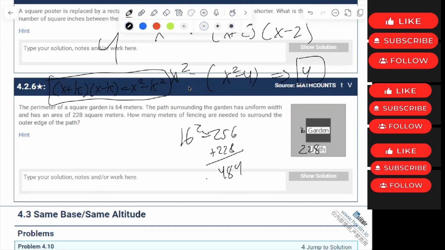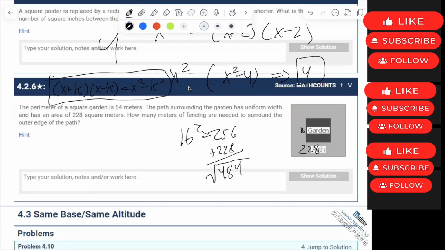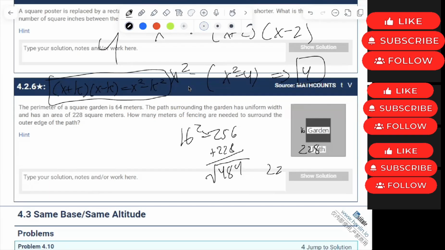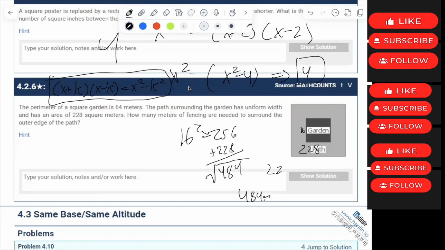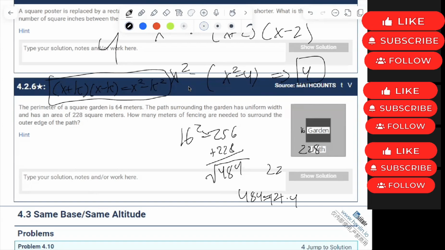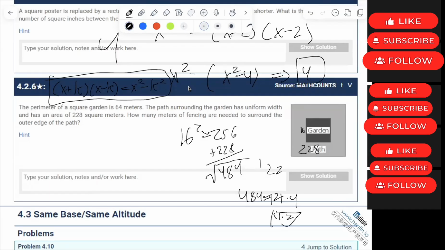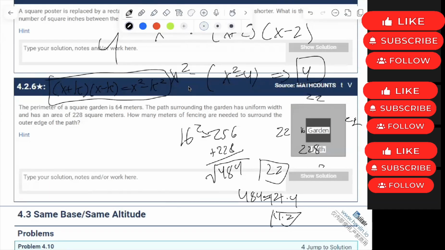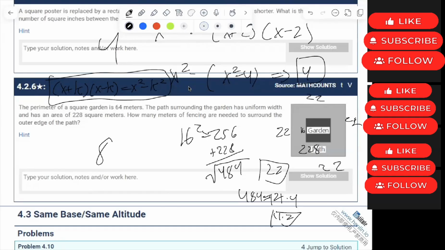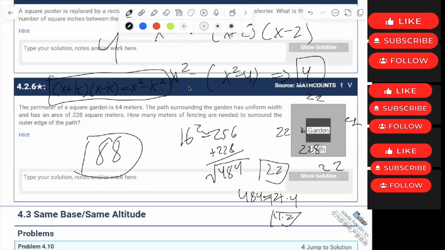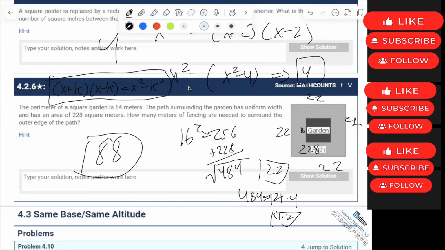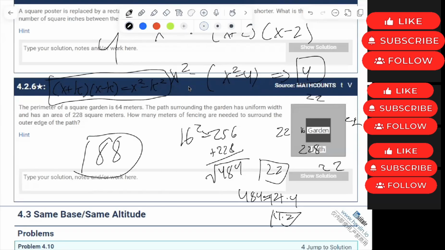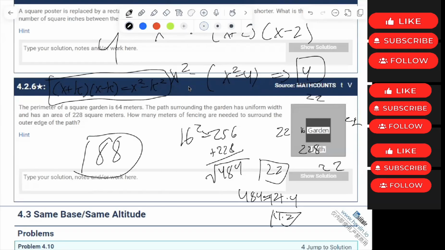Notice that the square root of 484 is just 22, because 484 is equal to 4 times 121, which is 2 times 11 squared, or 22. So each of the sides is 22. Add this all up, it gives you 88 as your final answer. Alright, so basically it's just algebraic manipulation, or basically just solving.